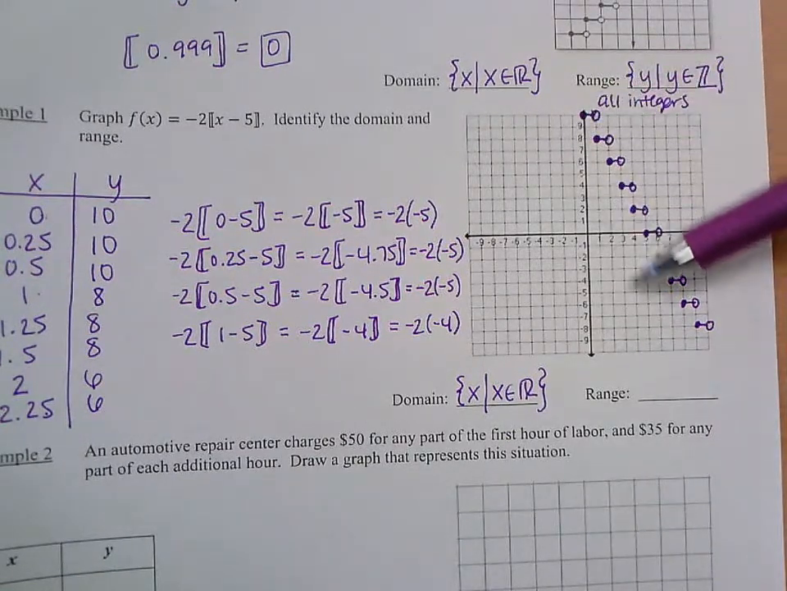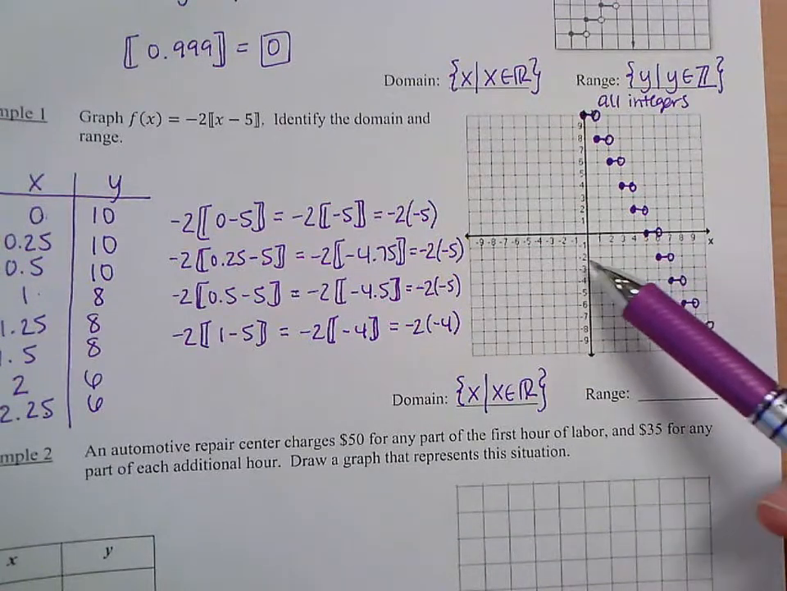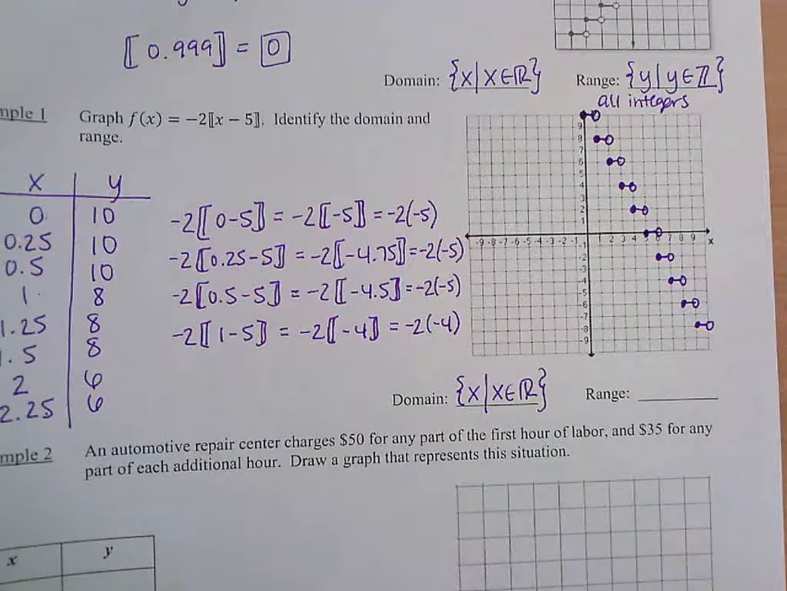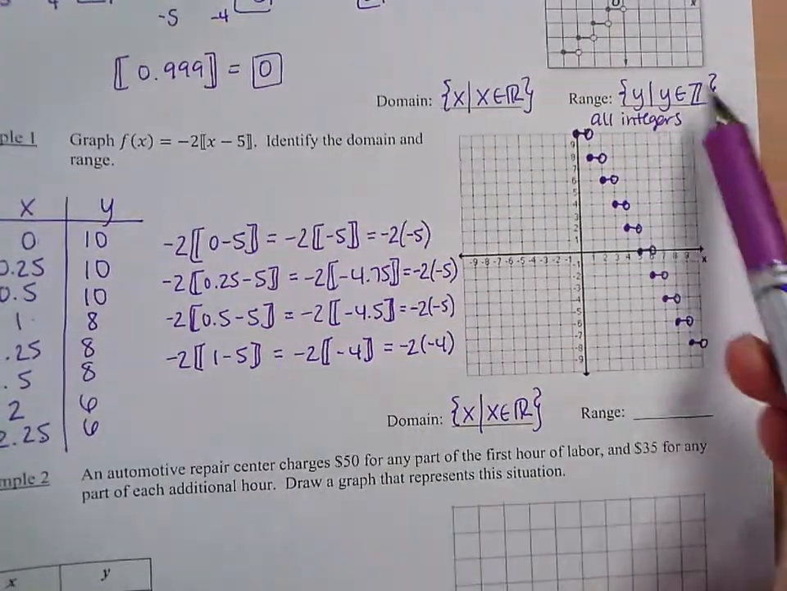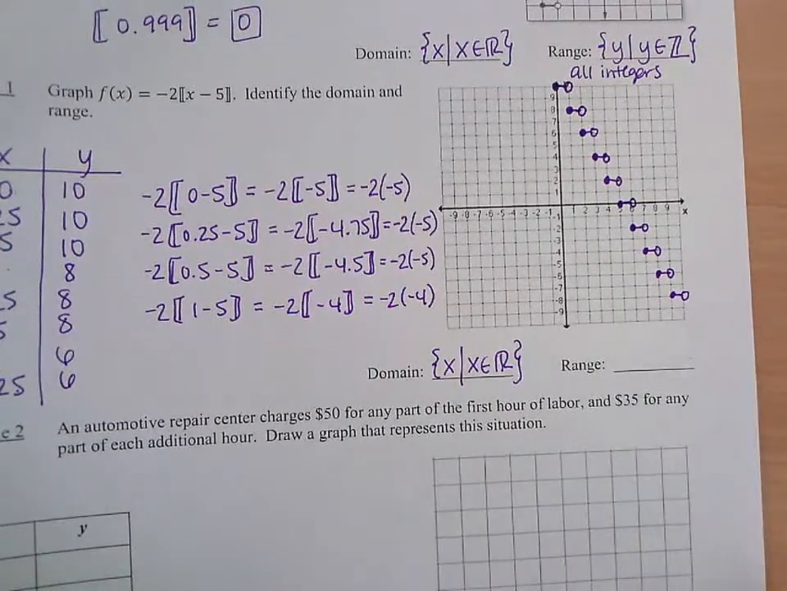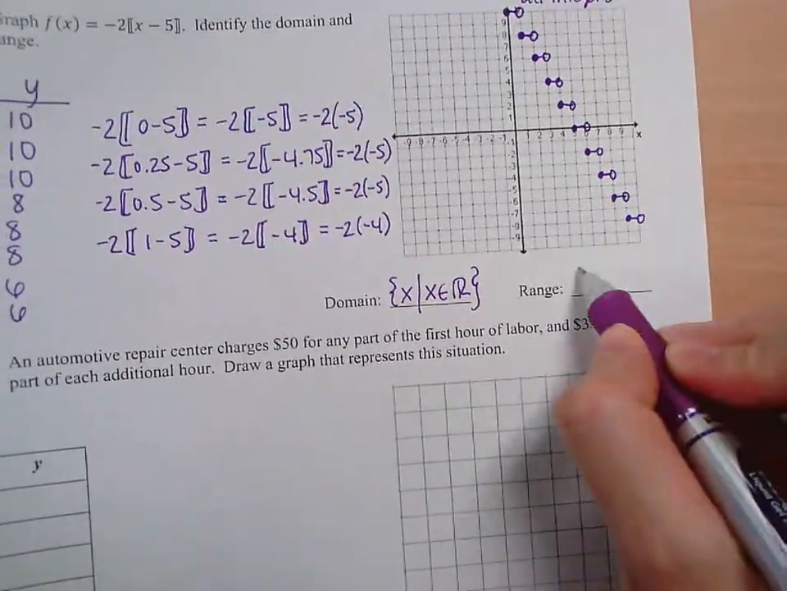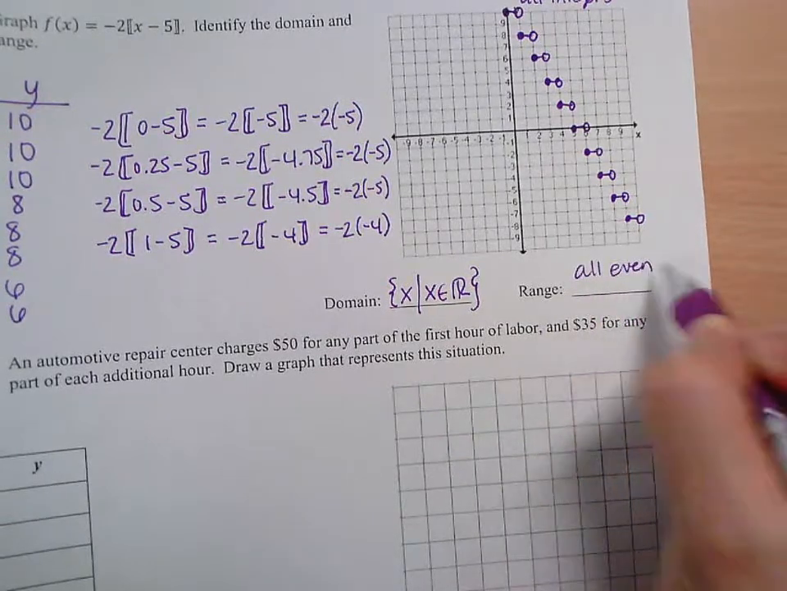So how would you classify what y values we do have? Well, they don't have to be positive either because we do have this y value of -2, -4, -6. They're all what? They're all even. So these y values are all of the even integers. So there's not really a nice way to write that in set builder notation. So I'm just going to write it in words. I'm going to say the range is all even integers.